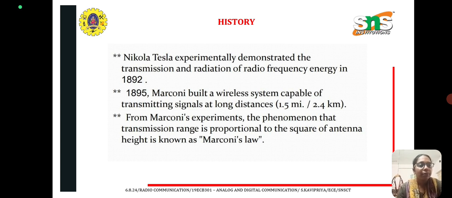From Marconi's experiment, the phenomenon that the transmission rate is proportional to the square of the antenna height is known as Marconi's law.